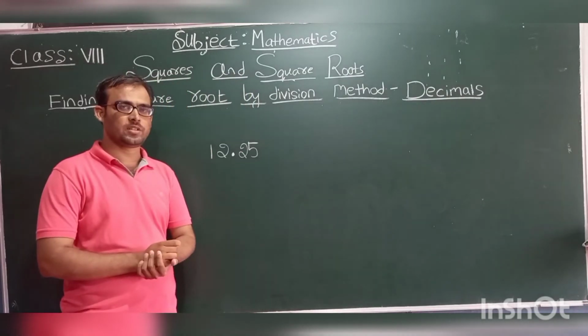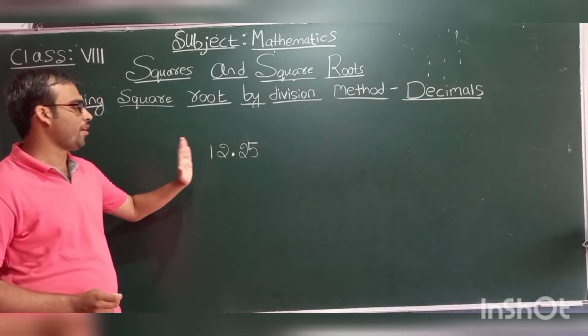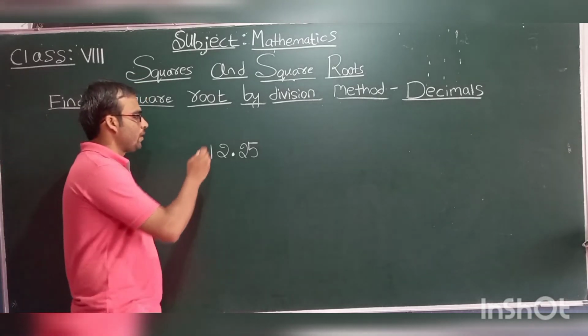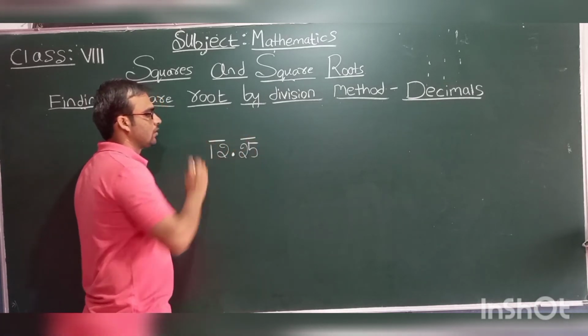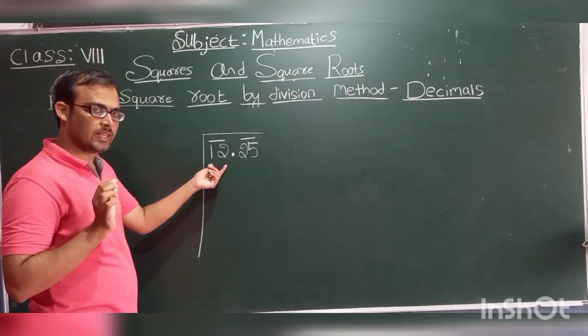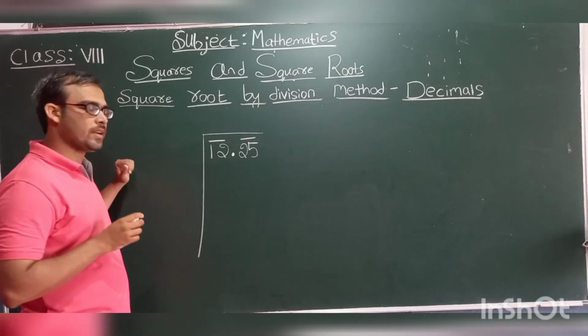Now students, let us solve one more example. Here what is the number? 12.25. Now place the bar. Next, now you need to consider this 12. This will be the dividend. So now what is the next step?